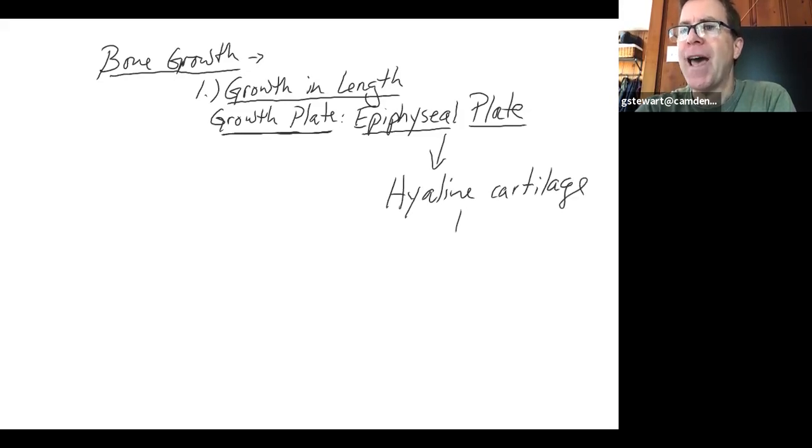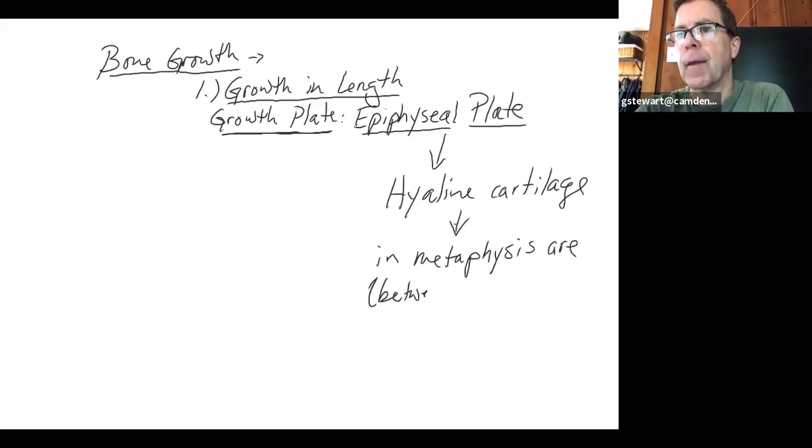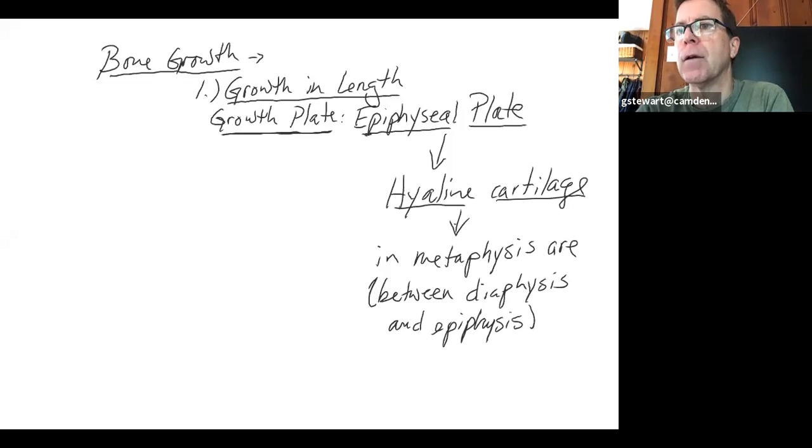Technically, it's in the metaphysis area between the diaphysis and the epiphysis. So I'm just writing this language out for you so you have a handle. Remember, diaphysis means the shaft of a long bone, and epiphysis is the end. So in the collar area, right between the shaft and the end, is a hyaline cartilage plate called the epiphyseal plate, all right? That just gives you an idea of what we're talking about.